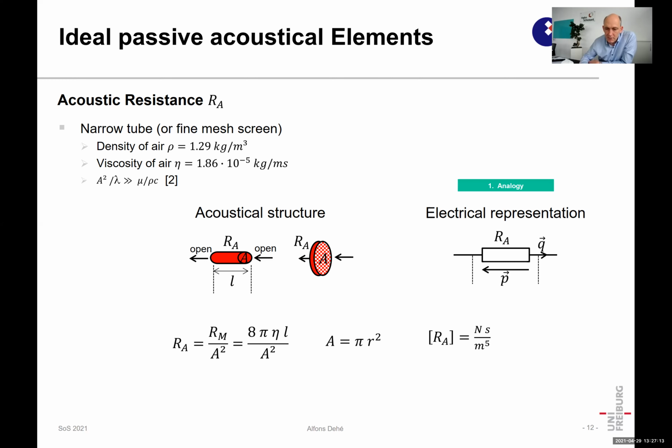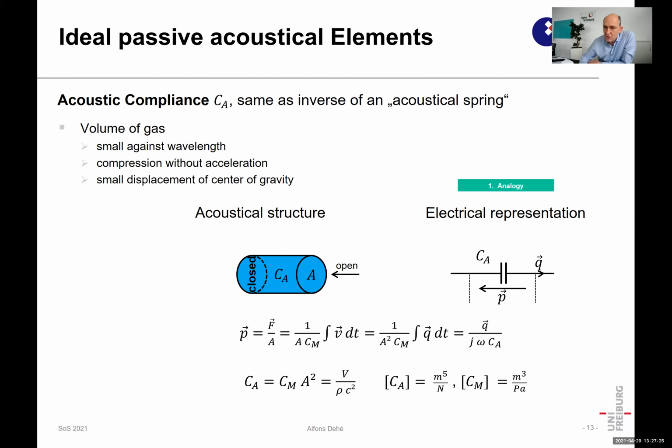So how is this with the acoustic compliances? We can also say acoustical spring. So what is an acoustical spring? It could be a volume of gas, again, small against wavelengths. And you can compress this volume, of course, without acceleration, so constant compression and smaller displacement for the center of gravity. That means we have small actuation on such a cylindric volume, for example.